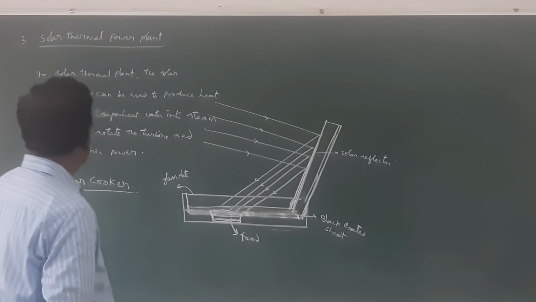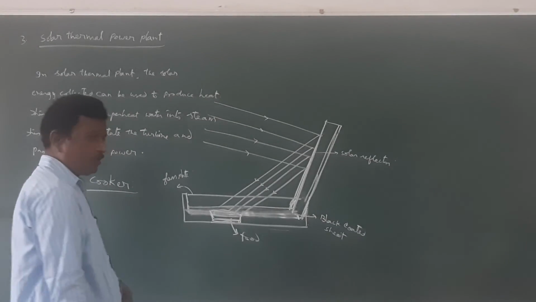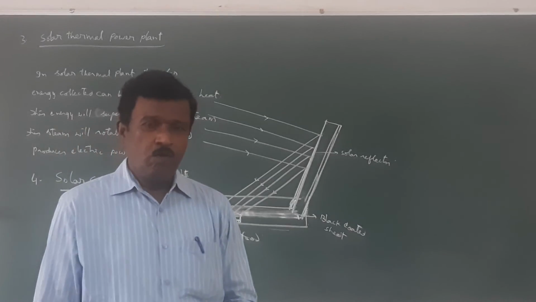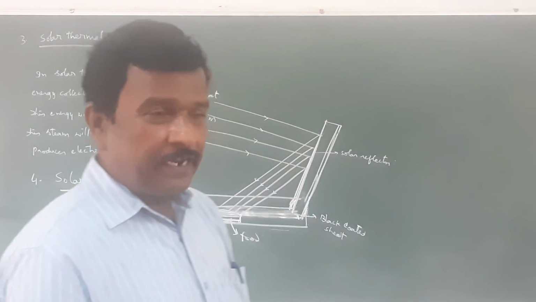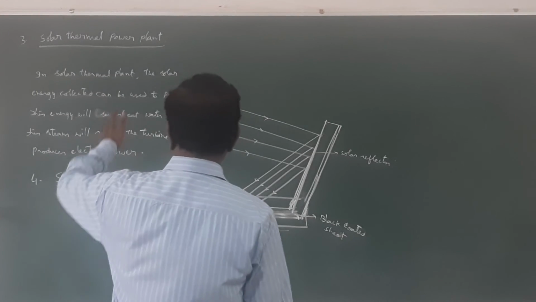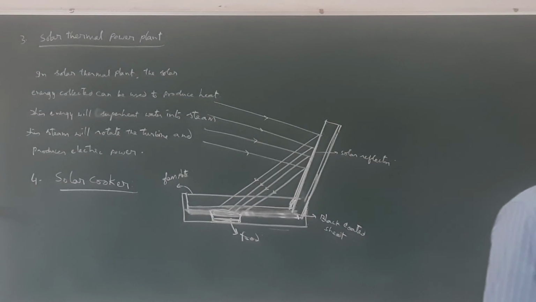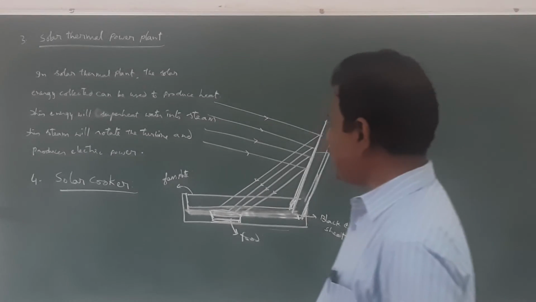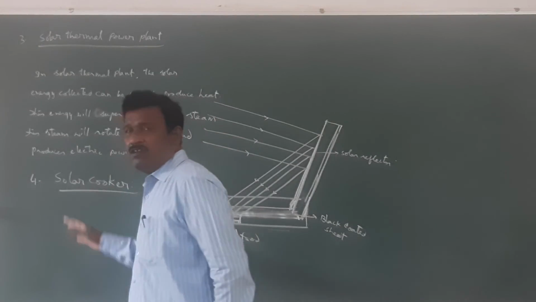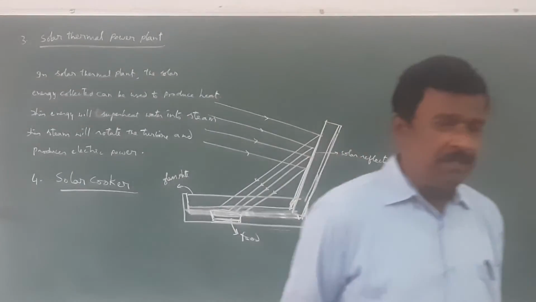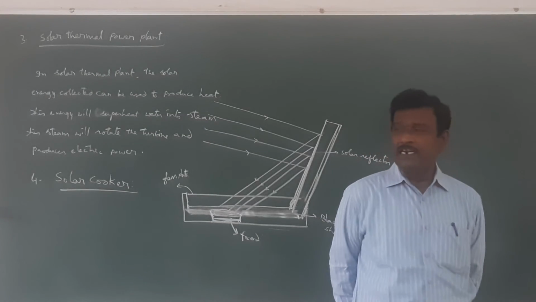So these are some of the devices: flat plate collectors, focusing point collector, solar thermal power plant, and solar cooker. These are some of the devices that can be used in our daily life for utilizing solar energy and converting it into heat energy. So in all these cases, solar energy gathered is converted into heat energy.